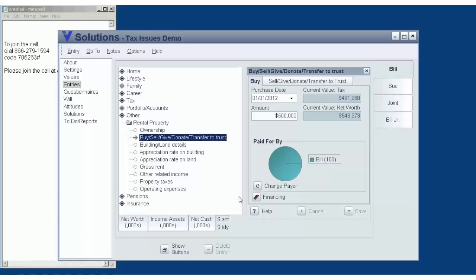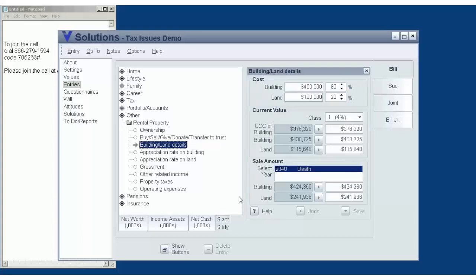If we go down to building land details, you'll notice we're showing the $500,000, but we have to break it out into what proportion is building and what proportion is land. And you'll notice these percentages, you can change that proportion. An 80-20 proportion is pretty commonplace. Now, the reason we need to know this, of course, is because what's involved with a rental property is a capital cost allowance claim every year.